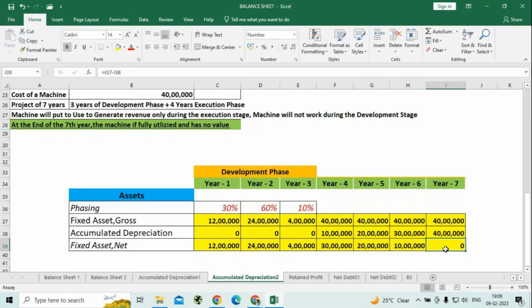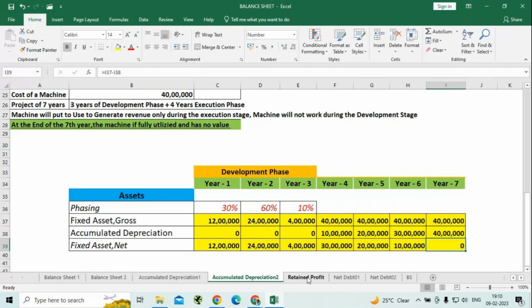Okay, so you should read and understand the problems. Situation-wise, you are supposed to implement the formulas or the functions. So this is one kind of calculation of accumulated depreciation.